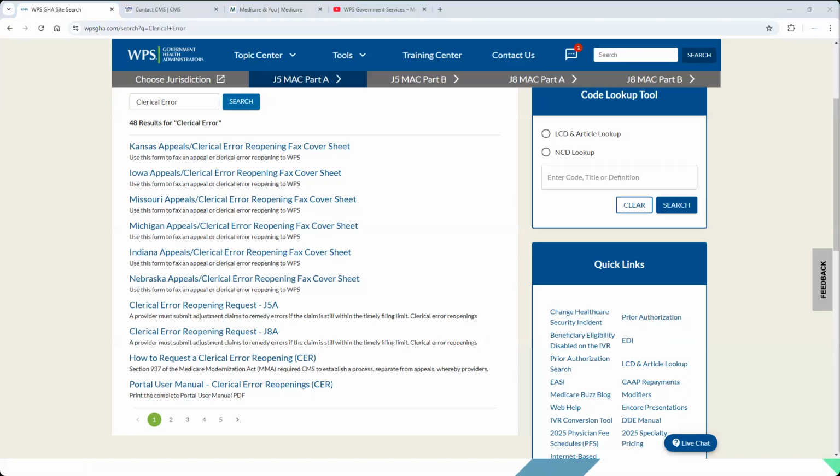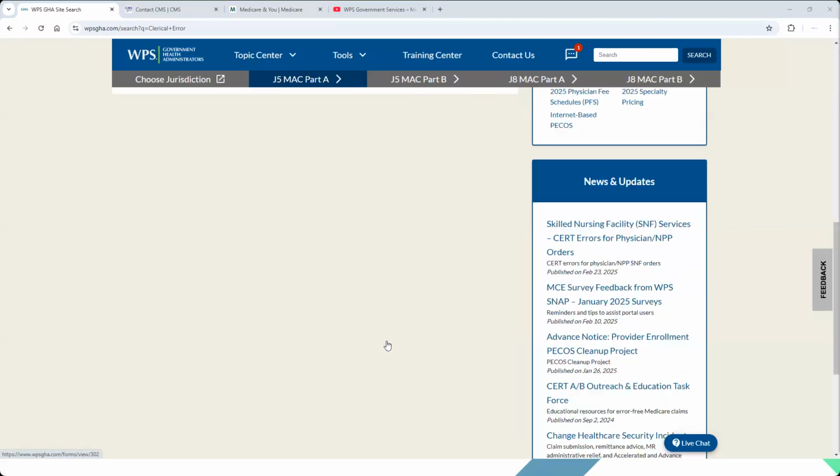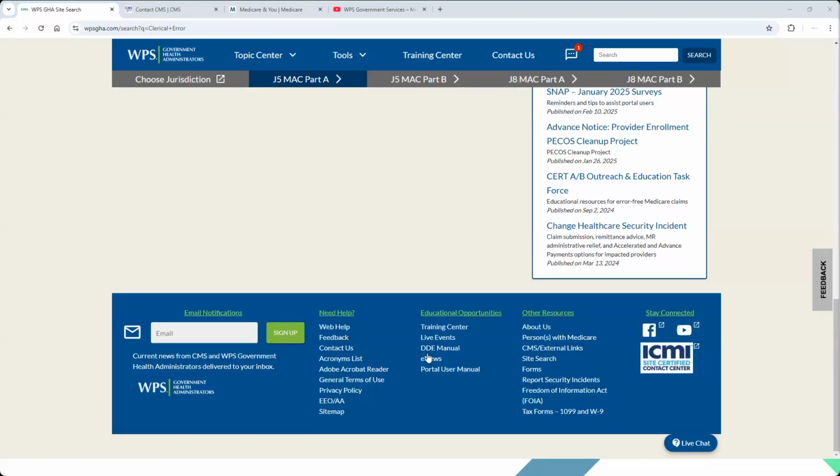We were also asked if there are guides and manuals on our website, and yes, there's a variety of them all over the website. The easiest way for me to tell you to find a guide and manual is come to the bottom. Look down here, DDE manual, portal user manual. Those are the two biggest ones that we get asked questions on. So I'm not really sure what other type of manual someone would be looking for, but if you are looking for either one of those, they are here.